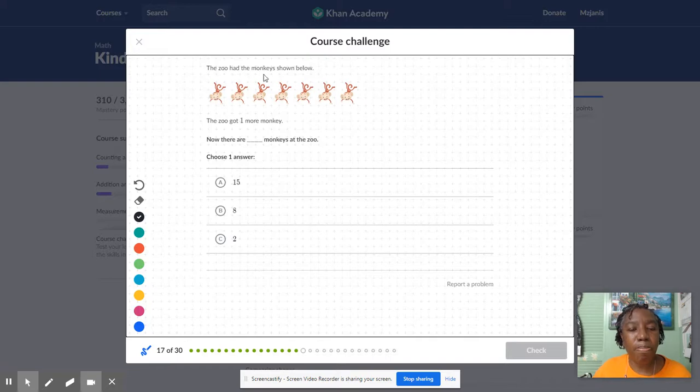The zoo had the monkeys shown below. The zoo got 1 more monkey. Now there are blank monkeys at the zoo. So they need to know, what do I do? Okay, they had all these monkeys. Now what? And it doesn't say count how many monkeys are there. It says the number of monkeys that you count, then you add 1 to it.